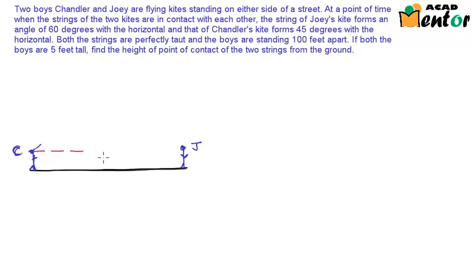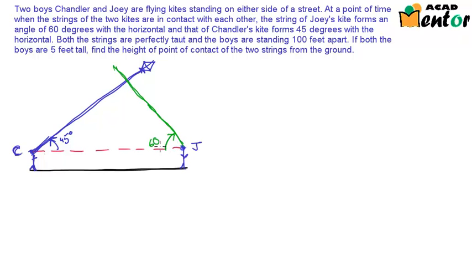So if this is the horizontal line, Chandler's kite is at an angle of 45 degrees. So if this angle is 45 degrees, this blue line is the string of Chandler's kite. And we know Joey's kite makes an angle of 60 degrees. So let's say this is the string of Joey's kite, the green one. It forms a larger angle that is of 60 degrees.